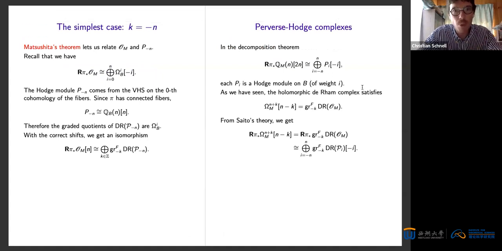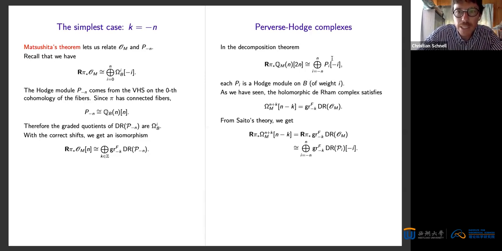Okay. So now what are the objects in general? So in general, it's a little bit more complicated. So let's go back to the decomposition theorem. Again, this says that the push forward of the constant sheaf splits up into these perverse sheaves P_i. Well, Saito's theory actually says that each of these P_i is a Hodge module, in fact, of weight i, if I index things correctly.